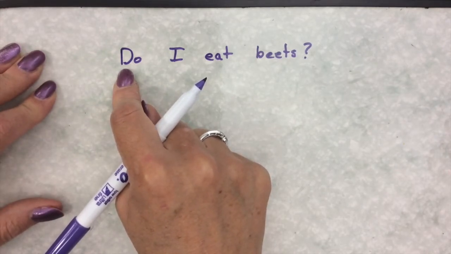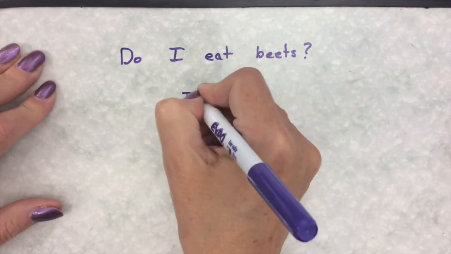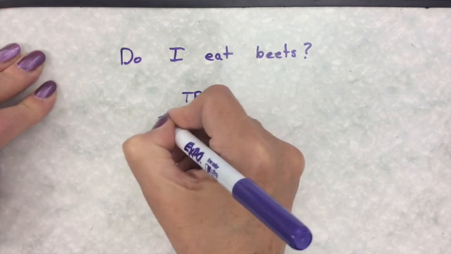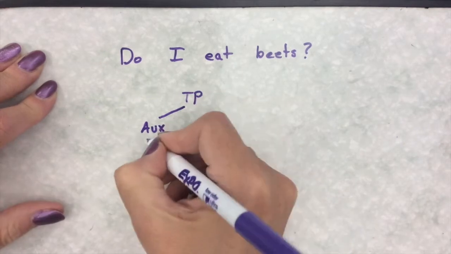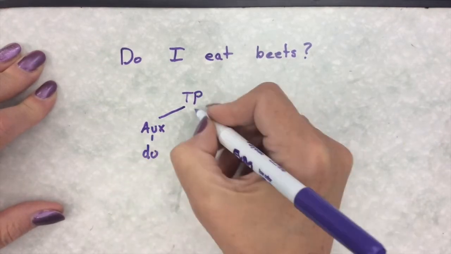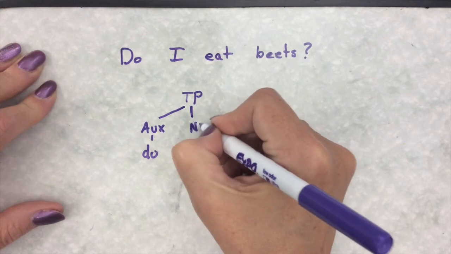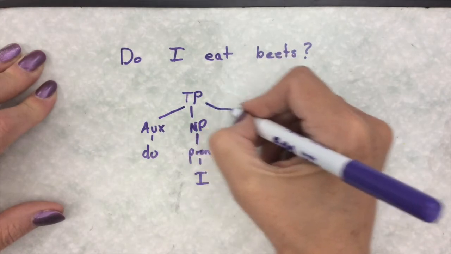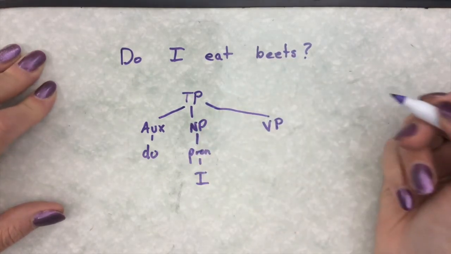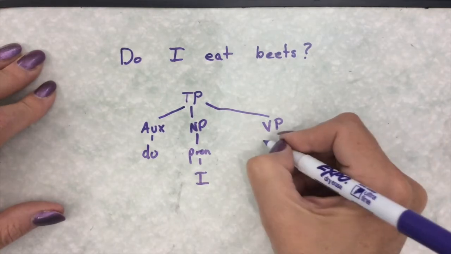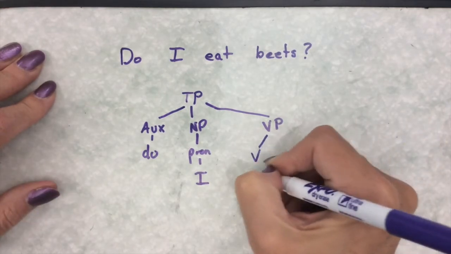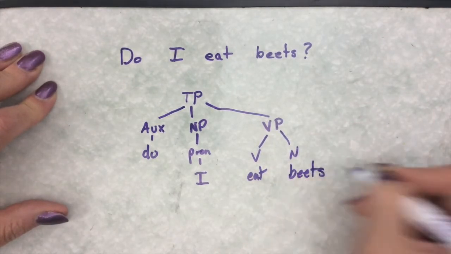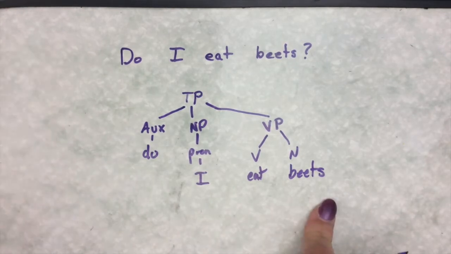So, let's take our total phrase, and what we have is an auxiliary do, noun phrase, which is the pronoun I, verb phrase, I'm ignoring tense, which is the verb eat, and the noun beets. Do I eat beets? Okay.